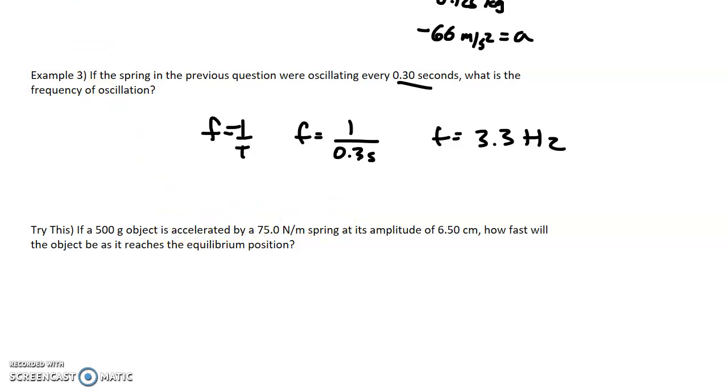Okay, we've got a question for you to try here. Just give this one a quick try. 500 gram object accelerated by 75 Newton per meter spring at its amplitude. And how fast is it going to be moving? Give this one a try, pause the video, and we'll be back soon.